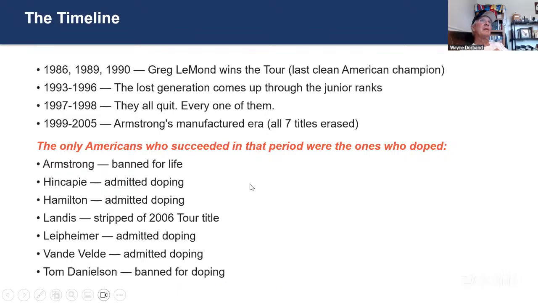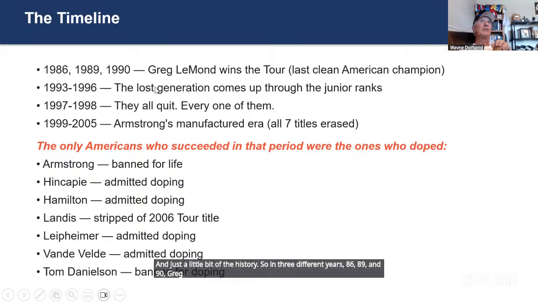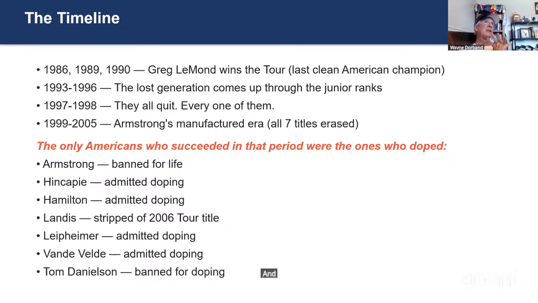And just a little bit of the history. So in 3 different years, 86, 89, and 90, Greg LeMond won the Tour. He was the last clean, and Greg's been very vocal about being anti-doping and didn't ever do it himself and did plenty of blood drug testing, and he never did do it. From 93 to 96 was when this lost generation was coming up as juniors. And in 97, 98, they all quit, every one of them. 99 to 05 is when Armstrong had his 7 different titles, all of which have now been erased.